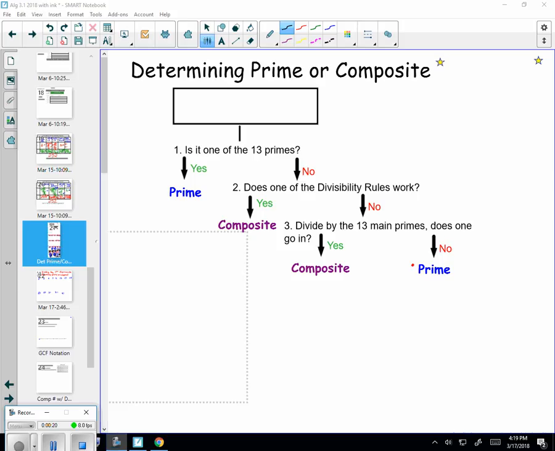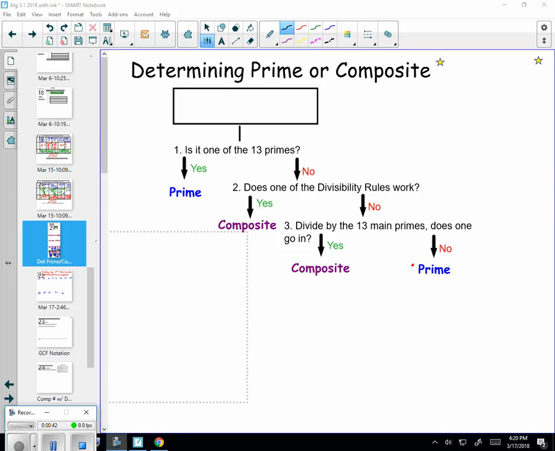If you say no, then you have to ask a second question. Does one of the divisibility rules work? Create your table to stay nice and organized and check all your rules. If one of them works and you find a factor of that number, then your number is composite. If you don't, then you have to try a third step.